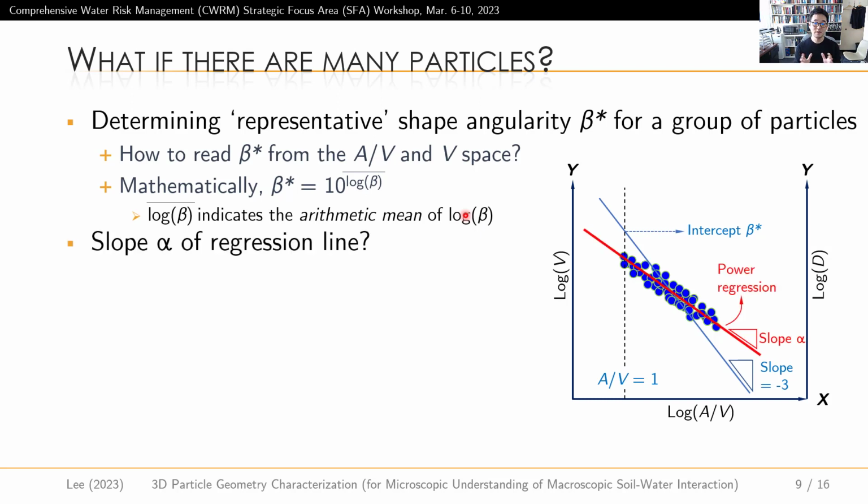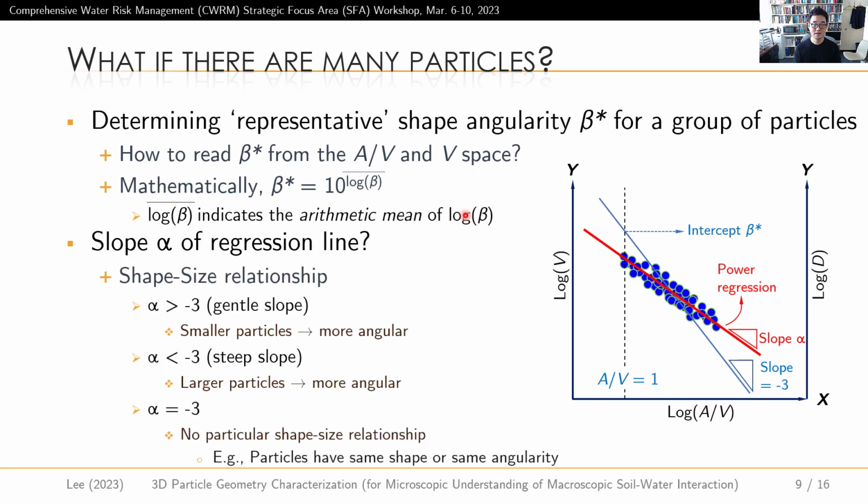Okay, then you may see the regression line of this data set is not equal to -3. Let me just use alpha to represent the slope. So what does that mean? That means the shape-size relationship. For example, if this slope is more gentle compared to -3, this is the first case.